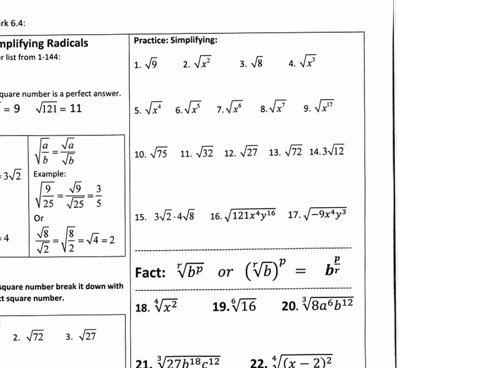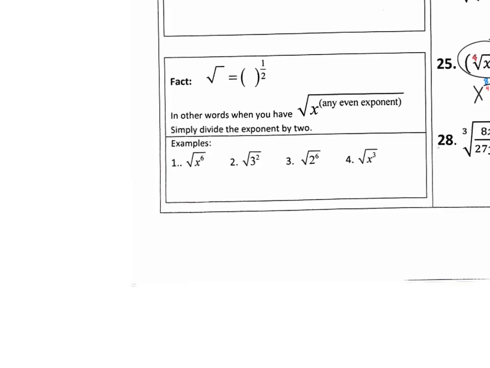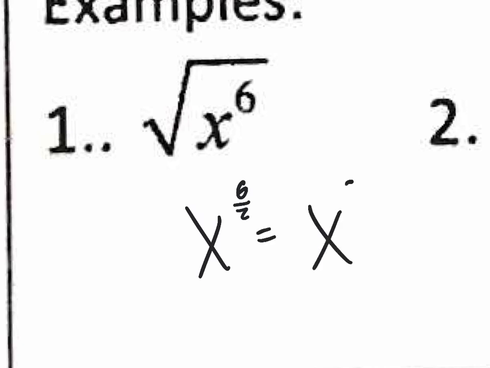So let's simplify any of these. Let's go down here, step at a time. Right here, if I know that it's going to be the power over the root, then that's really going to be x to the what? 6 over 2. So what's 6 over 2? So that's just x to the third. Boom, done. Easy peasy, right?